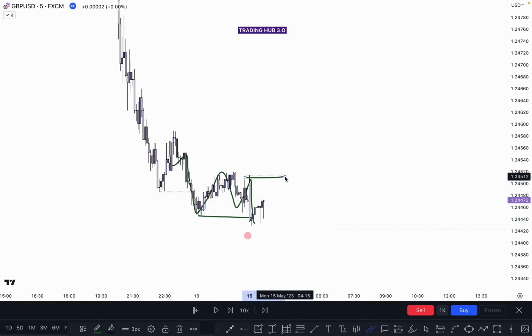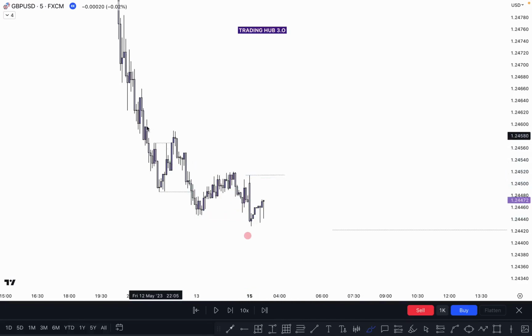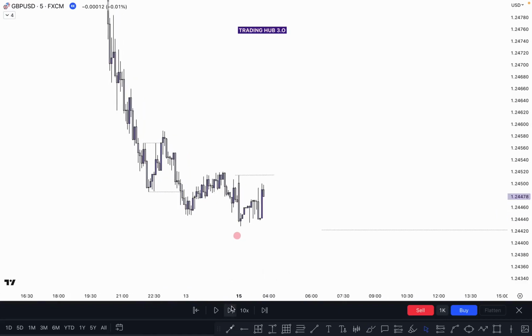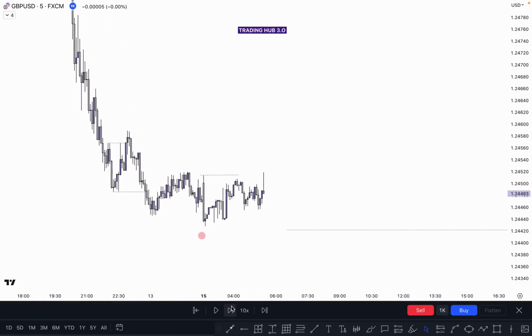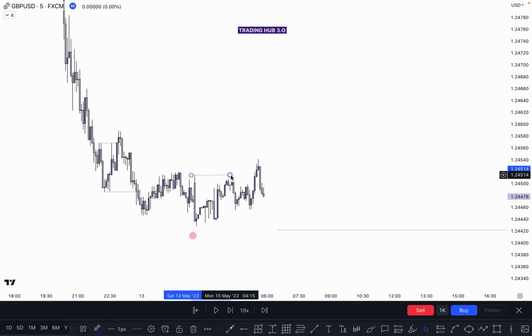So the first pullback is broken, then we can take a decision for the buy, because the market has already taken out this one like this. So it means this is our fake choch, right? So you don't need to buy here, you have to wait for it again. So let's see what happened next after this one. All right, so the market is still ranging, and finally the market breaks this one.